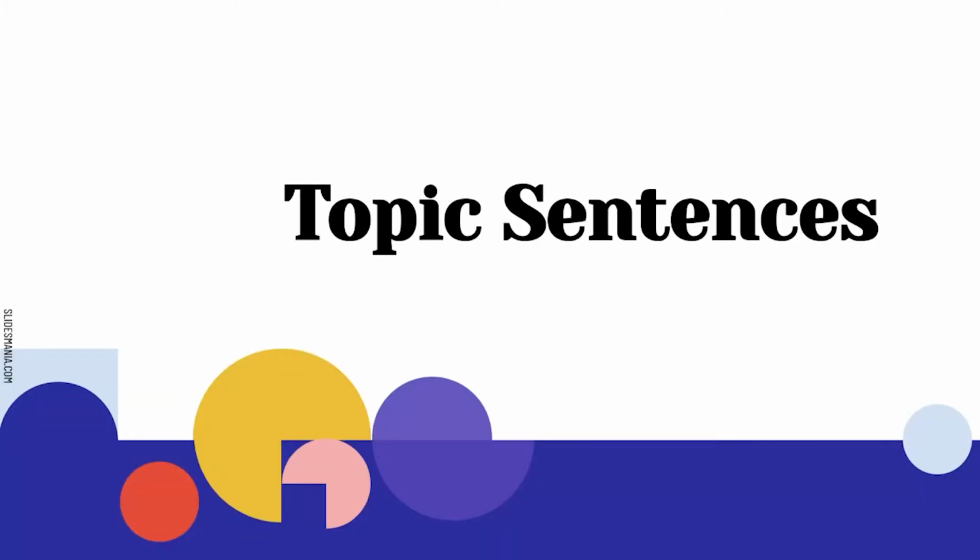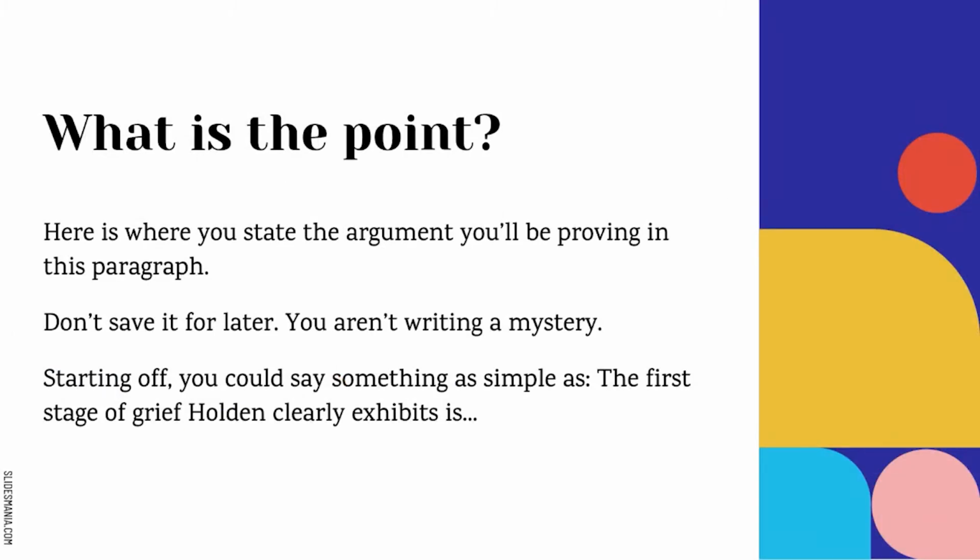Topic sentences are the easiest point, and they're also where we start a body paragraph. So what's the point of a topic sentence? Well, your reader needs to know what you're arguing in that paragraph. So in no uncertain terms, the first sentence of that paragraph should let your reader know what's being argued there. You don't want to save it for later. You're not writing a mystery. They need to know from the beginning.